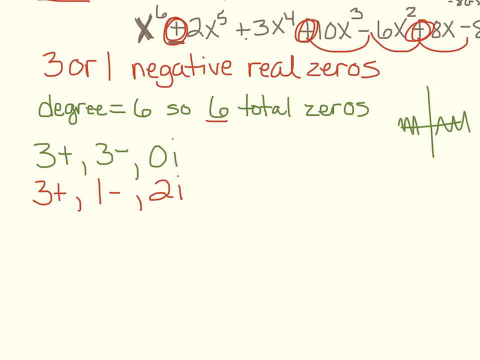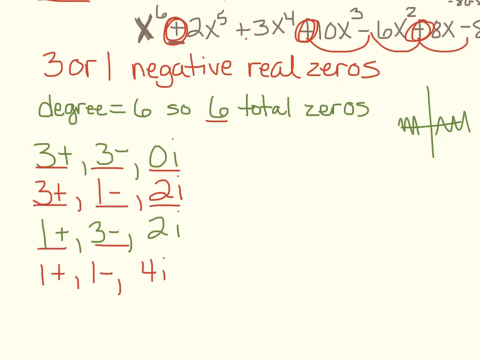If I had 1 positive and 3 negative, that would give me 4, so the remaining 2 would have to be imaginary. Or if I had 1 positive and 1 negative, because both of them are 3 or 1, 1 and 1 makes 2, and that leaves 4 to be imaginary. So our imaginary amounts will always be even numbers because they always come in pairs. So our possibilities are crossing on the right side 3 times, the left side 3 times, and none being imaginary. Or 3 and 1 with 2 imaginary, 1 and 3 with 2 imaginary, or 1 and 1 with 4 imaginary.